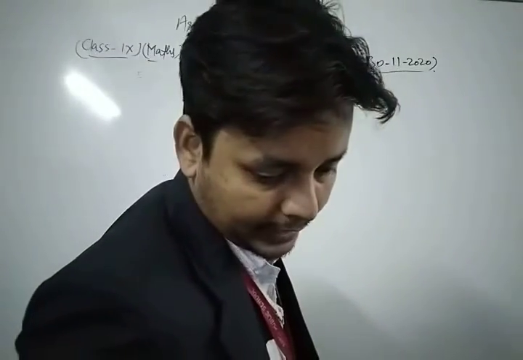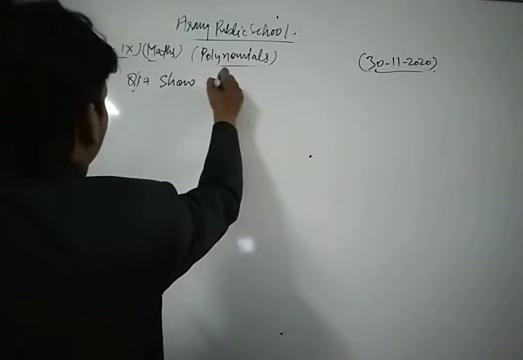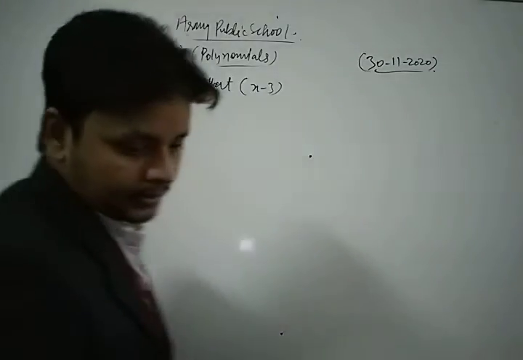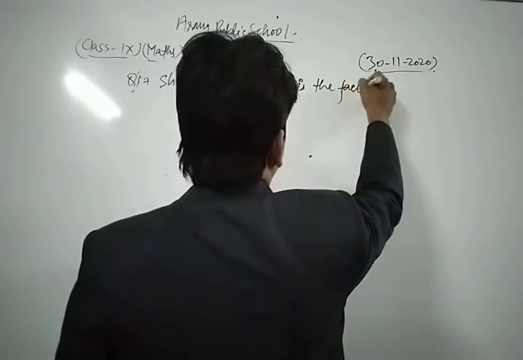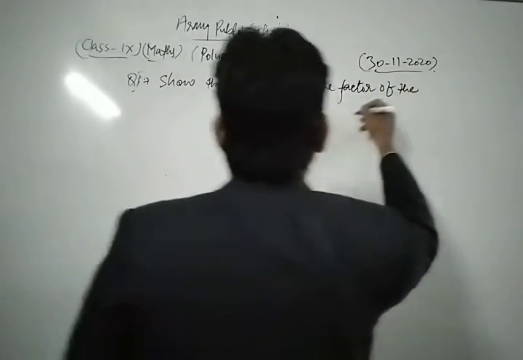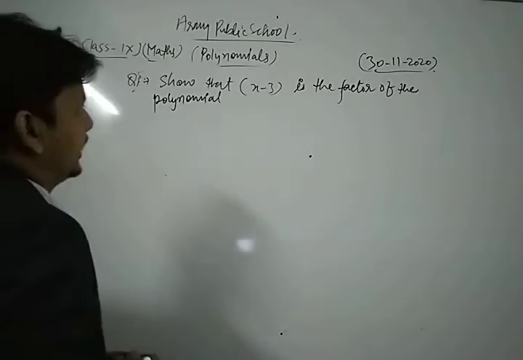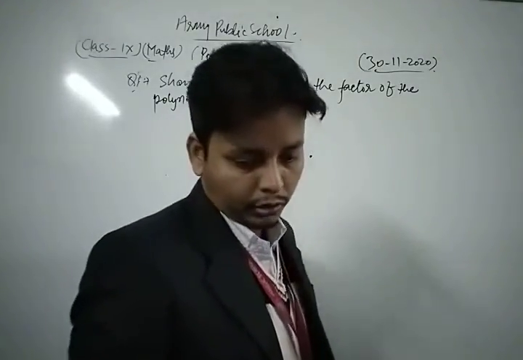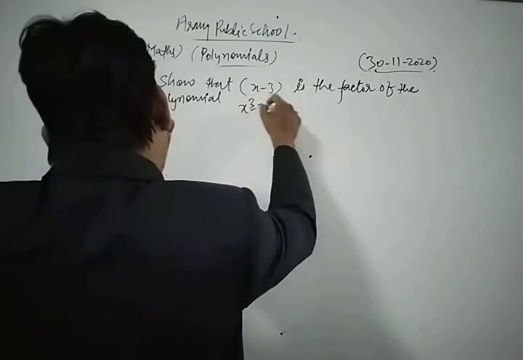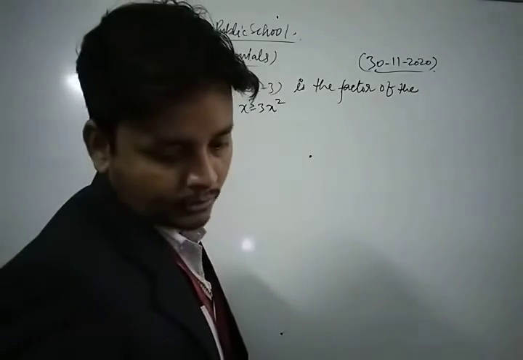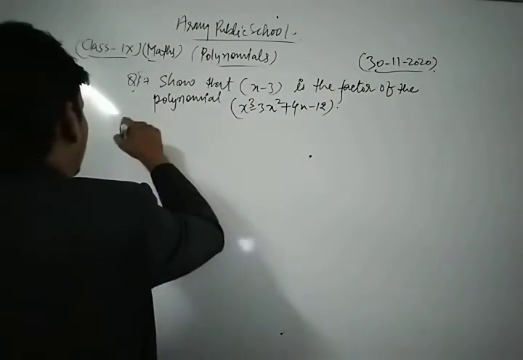Your question is: show that x minus 3 is a factor of the polynomial x cube minus 3x square plus 4x minus 12. Now let's see its solution.